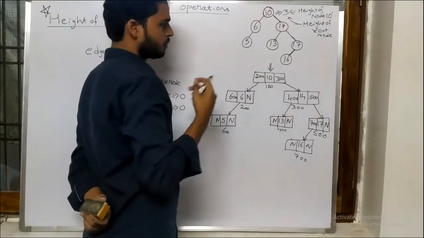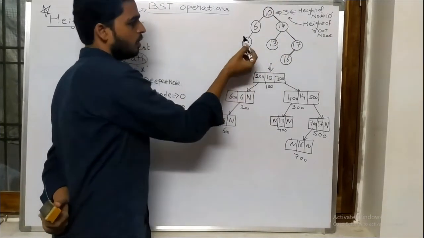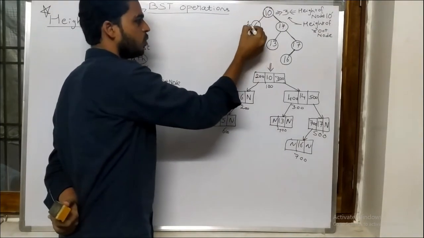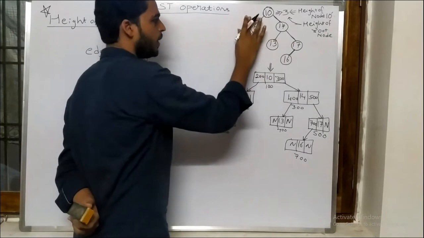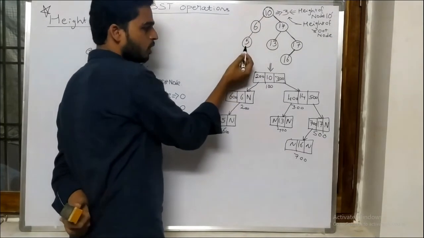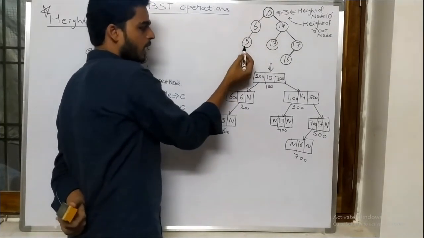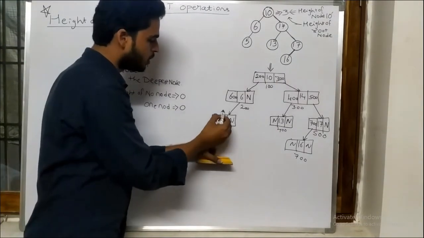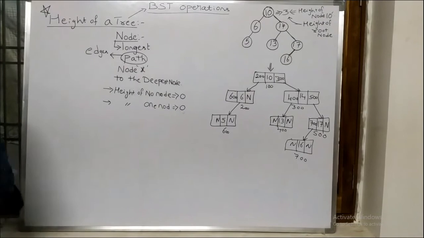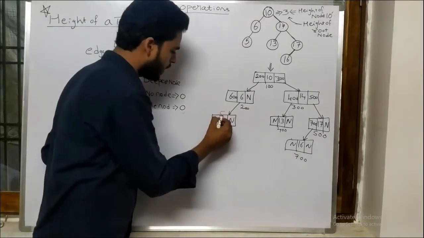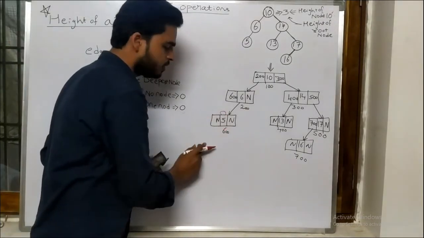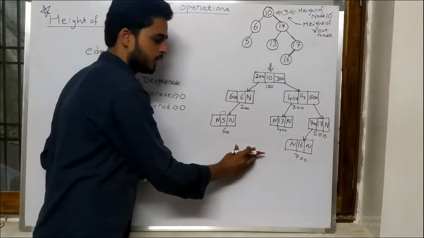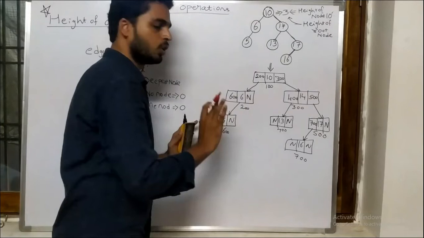For example, what is the height of the node 5? 0. Height of node 6 is, there is only one edge, 1. I mean, what I am saying is, what is the height of the node 5? Just check here, the height of the node 5 is 0. Why am I writing 0? As there is no left child and no right child, meaning that there is no left subtree and no right subtree. So I am writing simply 0.